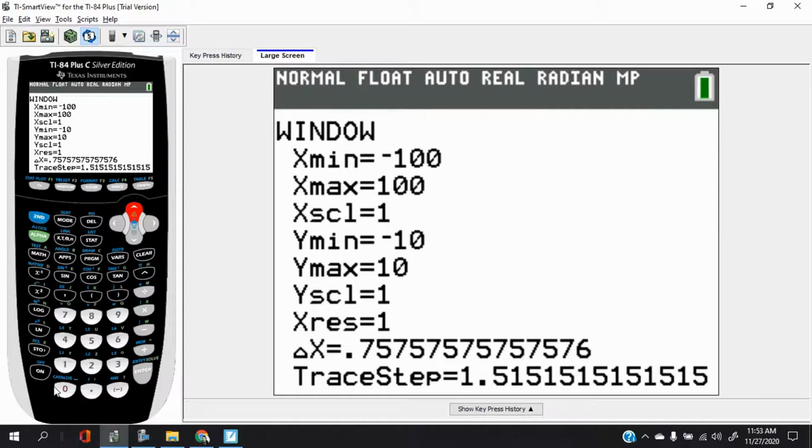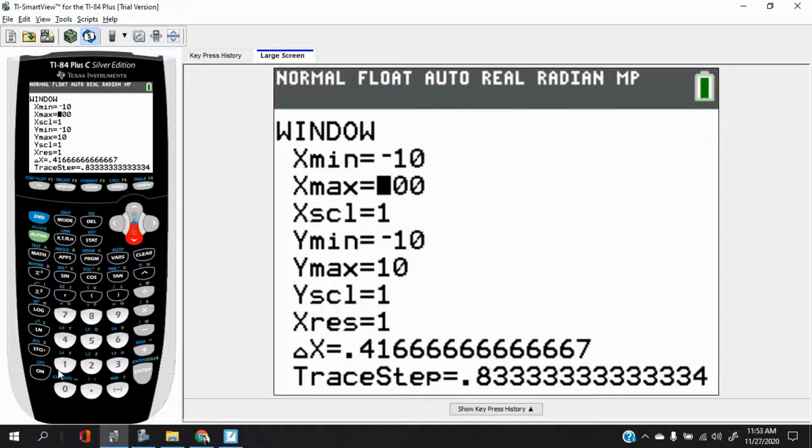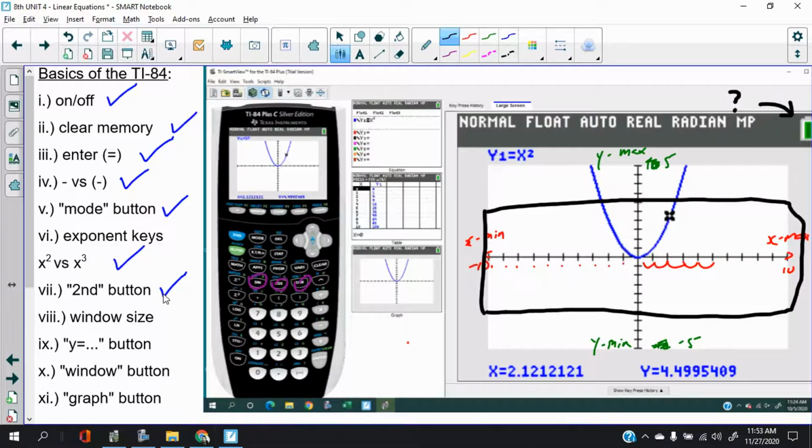Now, I wouldn't recommend using -100 or +100 because that would make everything too small. So let me demonstrate to you what I mean when we actually use an equation. Oops, why did I do that? All right, 1, 0. Okay, so that's what the window function is. It comes in very handy later on down the line.